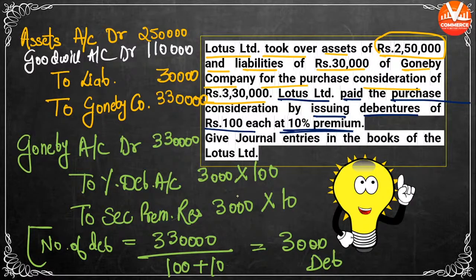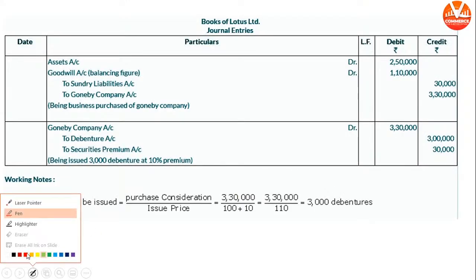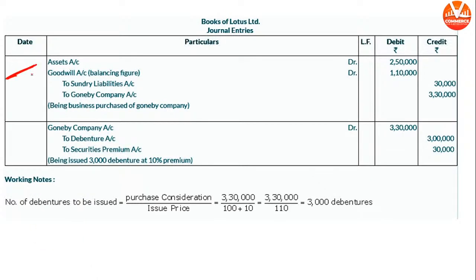We had to pass these two journal entries. First, you purchase the business. Second, you issue debentures to that vendor. And here we have the calculation for the number of debentures to be issued. So how many debentures have we issued? 3,000.